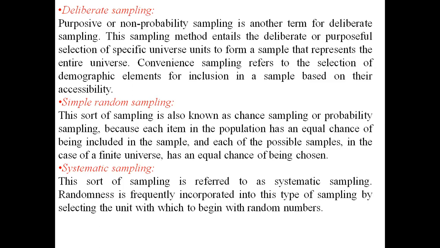Next is systematic sampling. In some cases, a most practical method of sampling is to choose every 15th name on a list, or every 10th house on one side of a street, and so on. This sort of sampling is referred to as systematic sampling. Randomness is frequently incorporated into this type of sampling by selecting the unit with which to begin using random numbers when the sample frame is in the form of a list. This approach is useful.